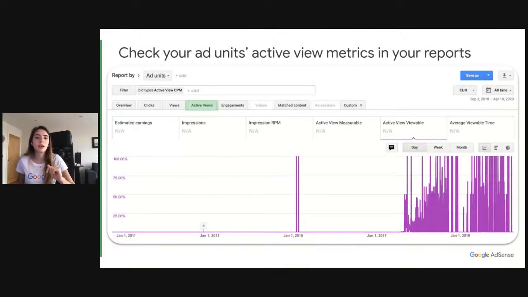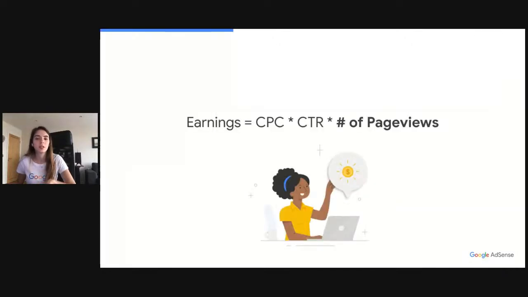And as mentioned, you can check your ad units' viewability metrics if you go to your AdSense reports page, report by ad unit, and then click on the Active View tab. You can see this for all time and check how different ad units compare with each other.